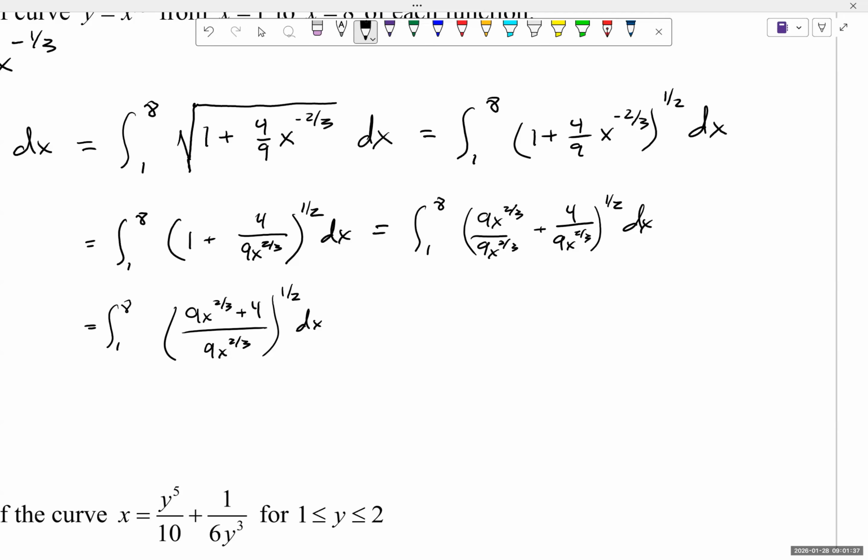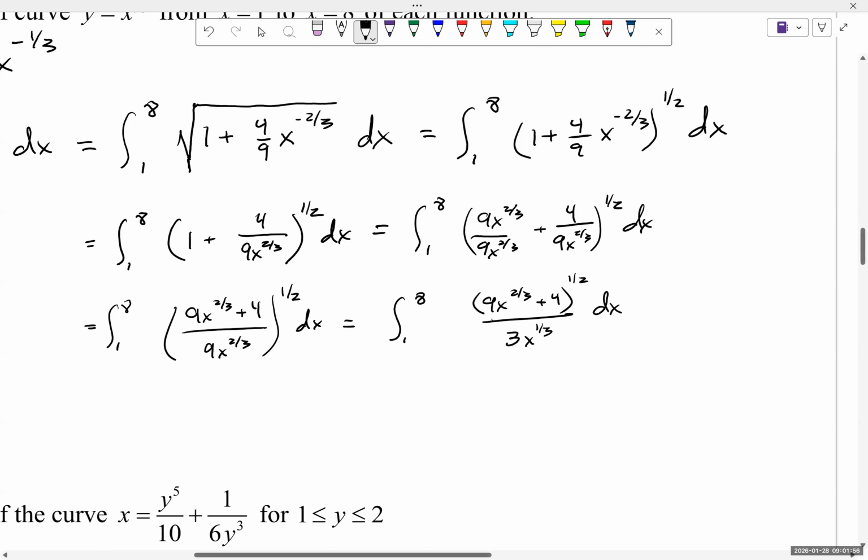Oh, okay. So you're saying you want to have the integral from 1 to 8, 9x to the 2/3 plus 4 to the 1/2 over, can I just change the bottom to 3x to the 1/3? Basically take the square root of the top and the square root of the bottom separately? Are we seeing it? Or did I skip a step that's not making people happy? The square root of the bottom.